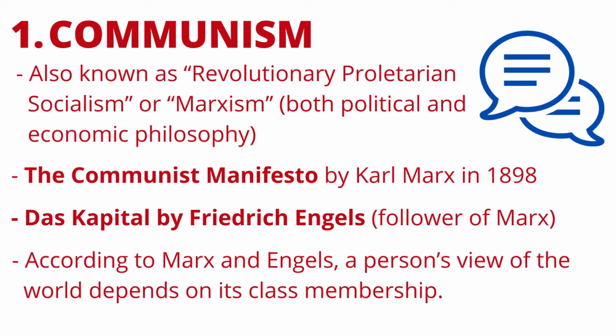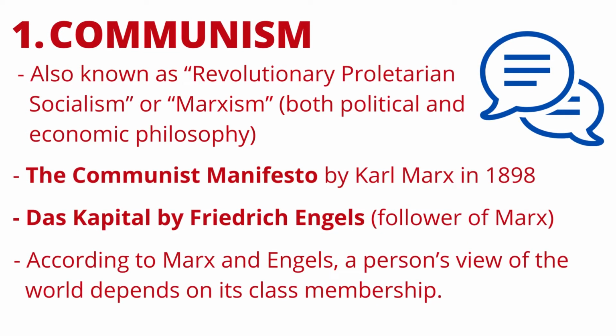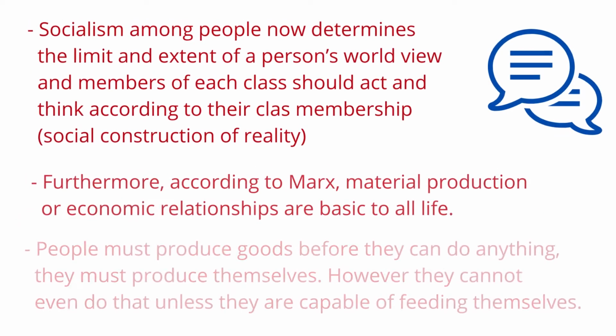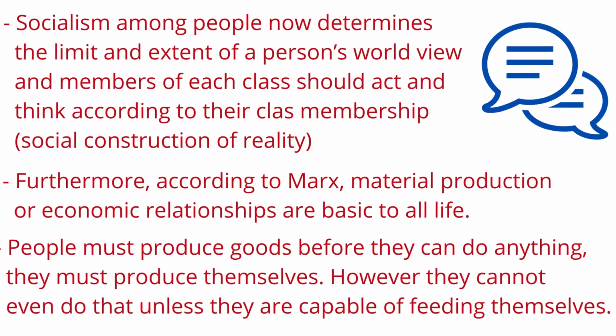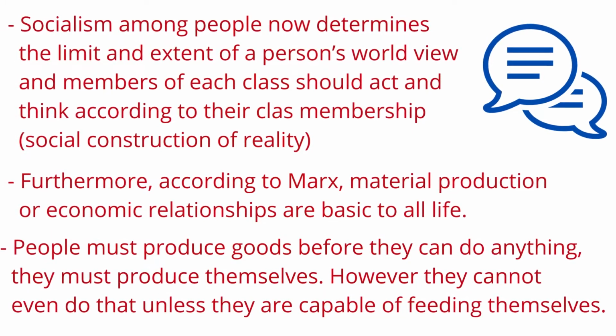Communism, also known as revolutionary proletarian socialism or Marxism, is both a political and economic philosophy. Karl Marx and his follower Friedrich Engels authored books. One is the Communist Manifesto, and the other one is Das Kapital. According to Marx and Engels, a person's view of the world depends on their class membership. Socialization among people determines the limit and extent of a person's worldview, and members of each class should act and think according to their class membership, and that's the social construction of reality.